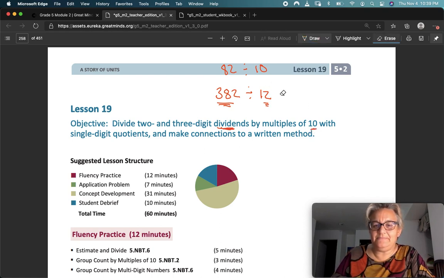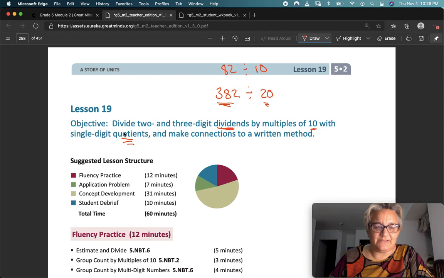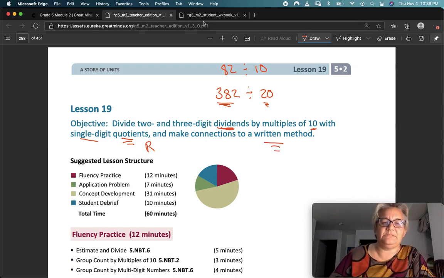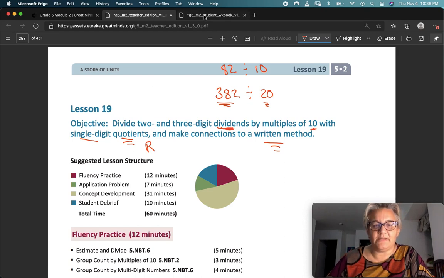So 10, 20, 30, 40, 50, 60, 70, 80, 90. Multiples of 10. So every number that we're going to divide by today ends in 0. And that's going to be helpful for you as we're learning how to do this. With single-digit quotients, meaning our answers, quotient means answer, are going to be 1 digit, and then we're probably going to have some remainders. And then making connections to a written method, we're going to check our work. So I hope that objective is a little more clear.